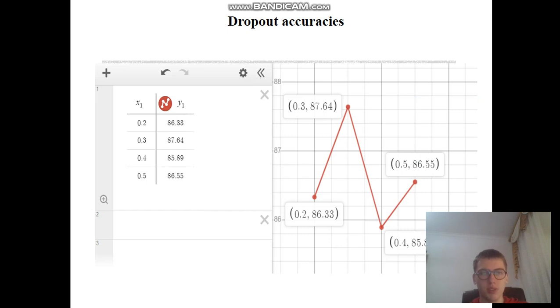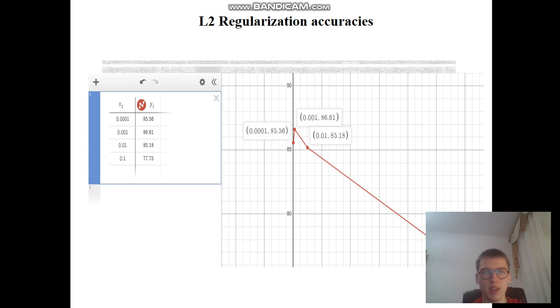Dropout accuracies. We can see here that 0.3 weight has produced the greatest accuracy of 87.64%. L2 regularization accuracies. Here we can see that the greatest regularization factor was 0.001.